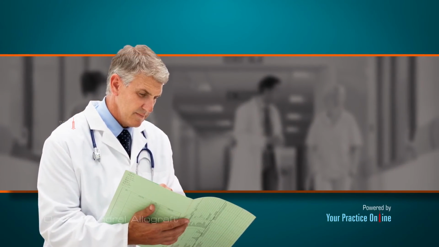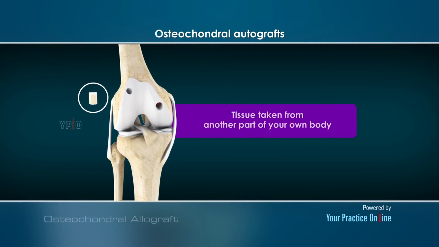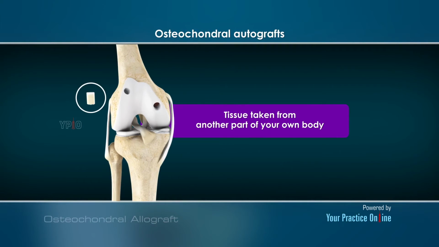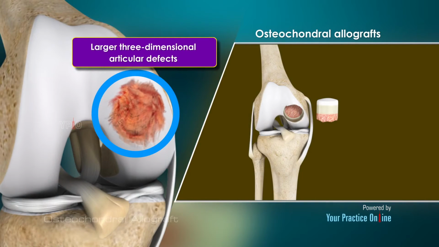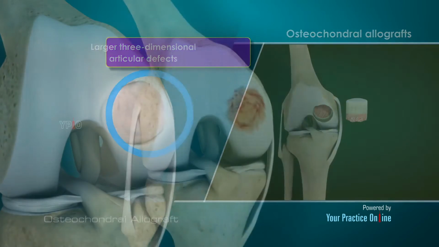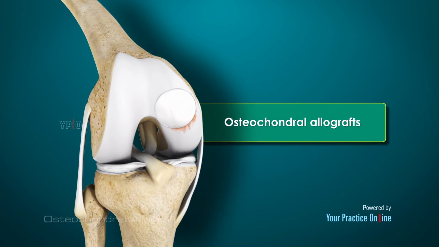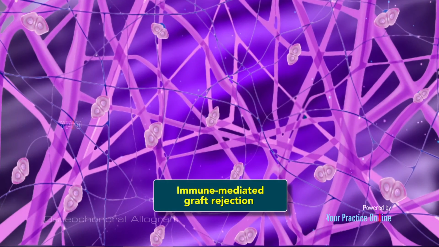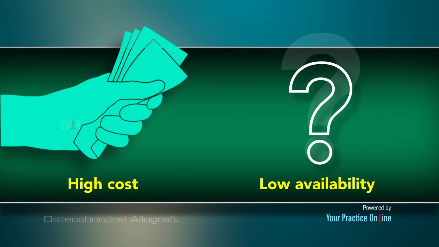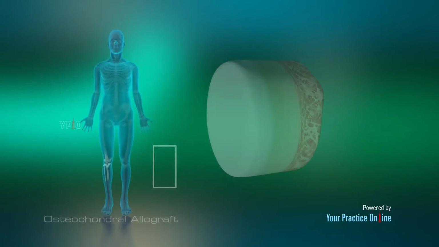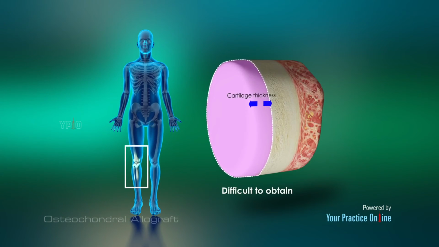Advantages and disadvantages. When compared to osteochondral autografts, tissue taken from another part of your own body, osteochondral allografts can help reconstruct larger three-dimensional articular defects without incurring defects at the donor site. However, osteochondral allografts are associated with a higher risk of immune-mediated graft rejection and disease transmission from the deceased donor. Other disadvantages include high cost and low availability, as it is difficult to obtain fresh donor specimens with the required cartilage thickness.